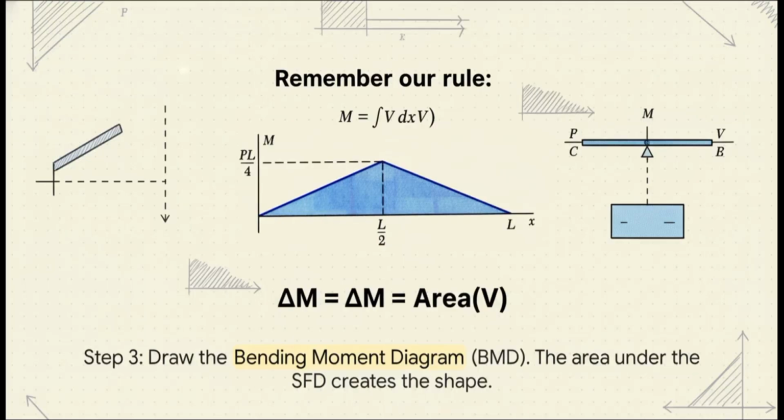And now for the bending moment diagram. All we have to do is remember our rule. The change in the moment is just the area under the shear diagram. So that first positive rectangle on our shear diagram creates a steady, straight line increase in our moment. Then that second negative rectangle in the shear diagram creates a matching steady decrease, bringing the moment all the way back down to 0. We end up with this perfect triangle shape.